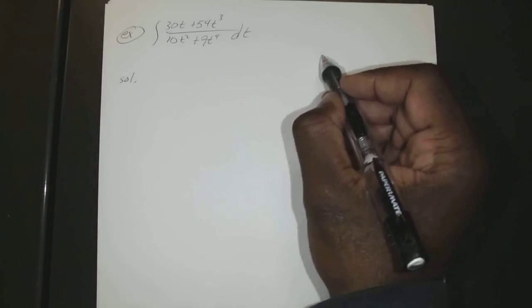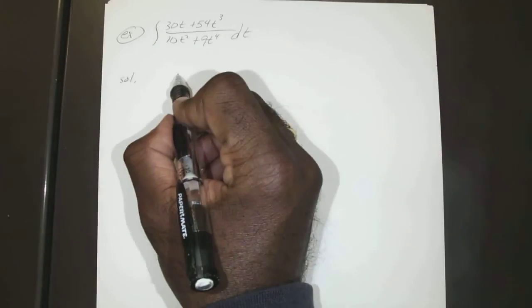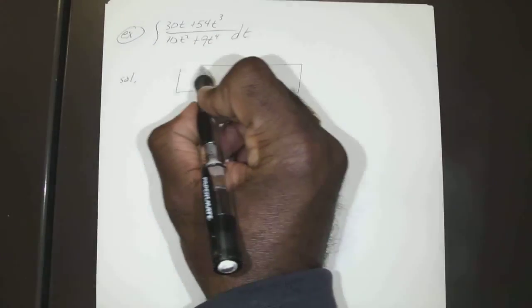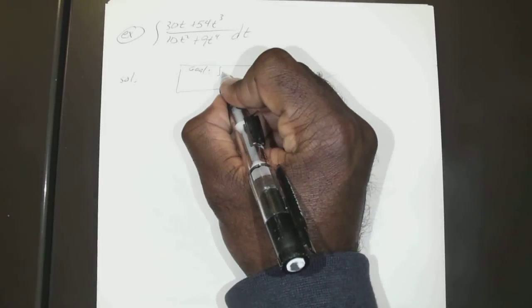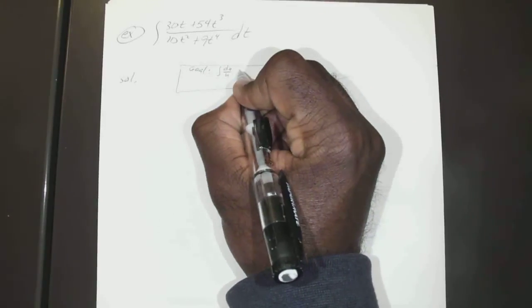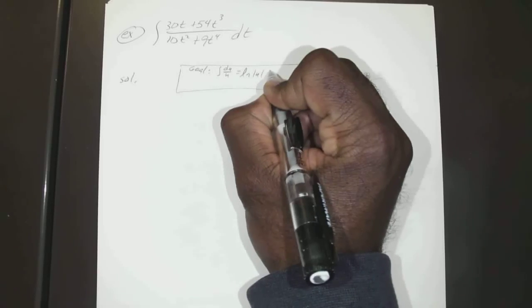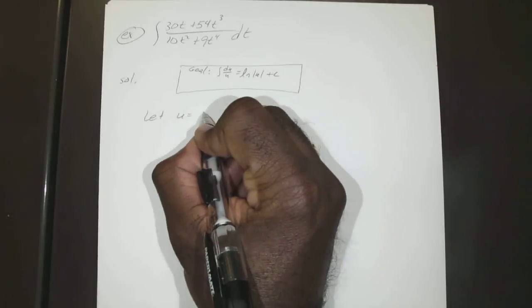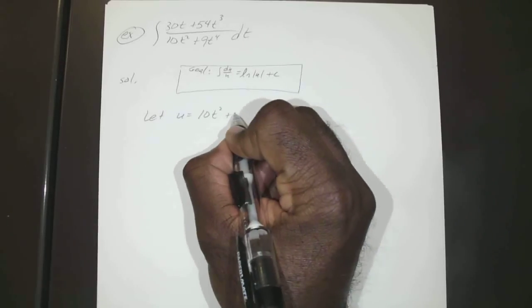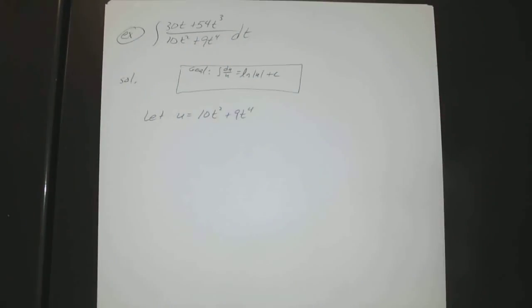Okay, so we have the same goal. We want to make it natural log of u plus c somehow. So we'll make that our goal. The integral of du over u equals natural log of u plus c, which means we have to make our denominator equal u. So we'll let u equal 10t squared plus 9t to the fourth.